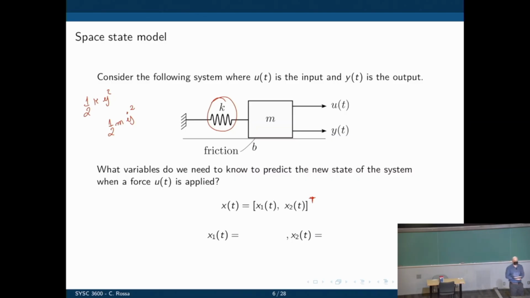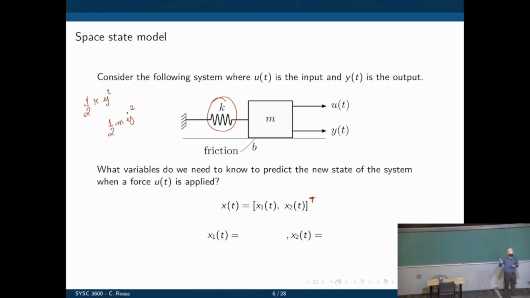Therefore, those are good choices for our state variables. And that makes sense. For this particular system, once again, if you want to know where the mass is going to be in 5 seconds following the application of a force, we need to know its current position. We need to know its current speed. Do we need the acceleration? No, because the acceleration is given through the applied force.